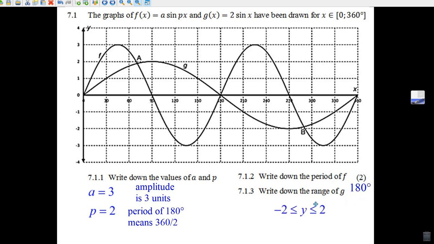Now the next thing is, what is the range of g? Well, take a look at g. The range means all the things that y can be. Well, it can go all the way up to 2, and y can go all the way down to -2. It's always in between those two things. So the range is y is less than or equal to 2, but greater than or equal to -2. And there's all those questions figured out for 7.1.